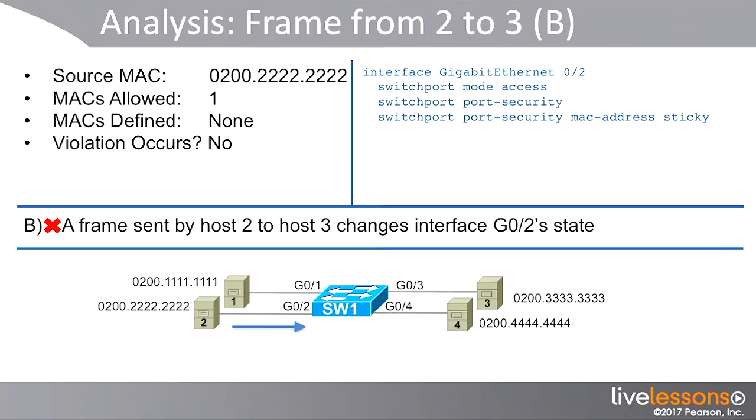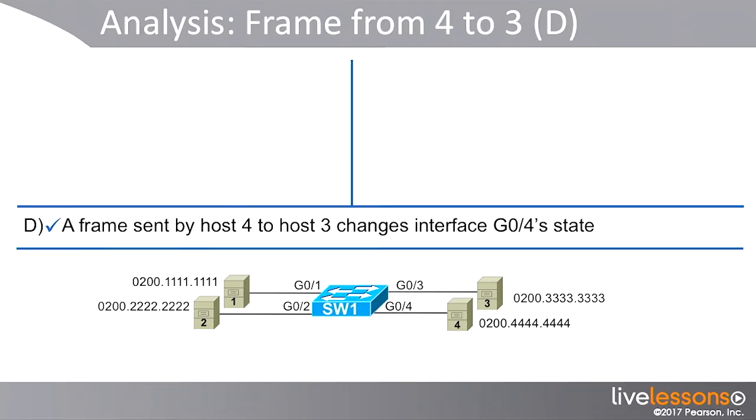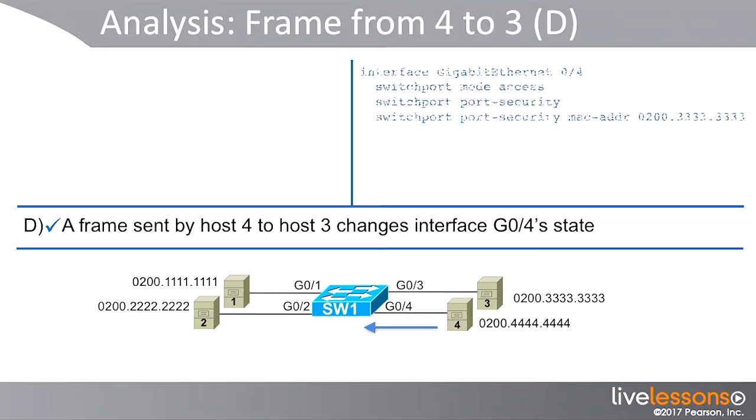So we've ruled out 3 of the 4 answers, so we know that the last answer is correct, so we've already got a check mark beside it. But this is the one for which the frame enters the G0/4 interface. There's the configuration on G0/4. So to tell you why it's correct, the source MAC of the frame ends in all 4s.